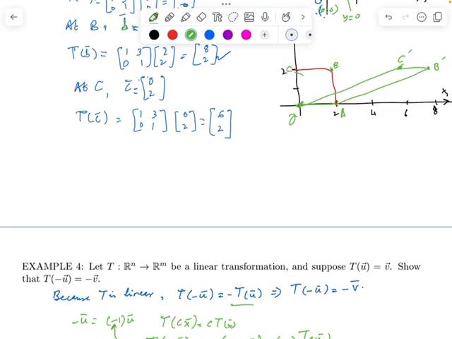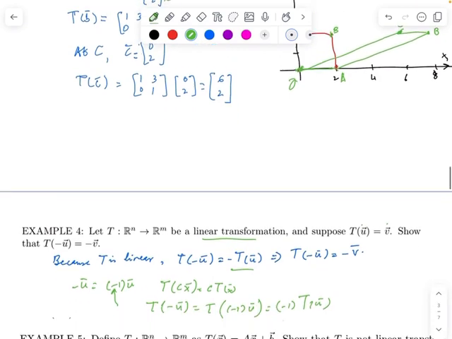Next example. Let T be a transformation from Rn to Rm, and let it be linear. So we already know that this is a linear transformation. Suppose that T of u is equal to v. So u is some vector which is being mapped onto the vector v. Show that T of minus u is equal to minus v. What it is saying is that if u gets mapped to v, then negative u gets mapped to negative v.